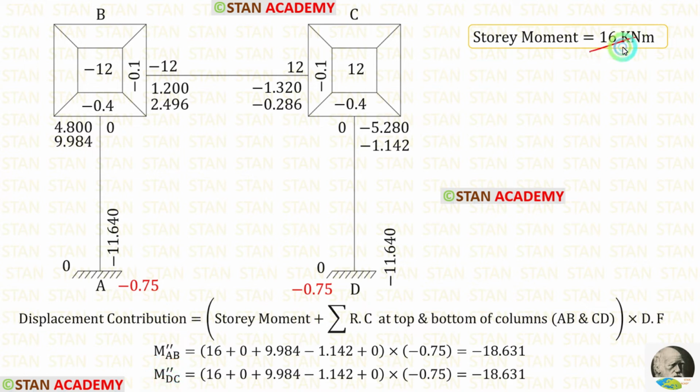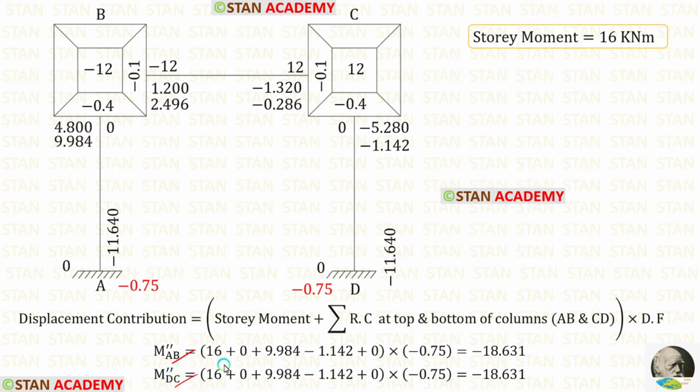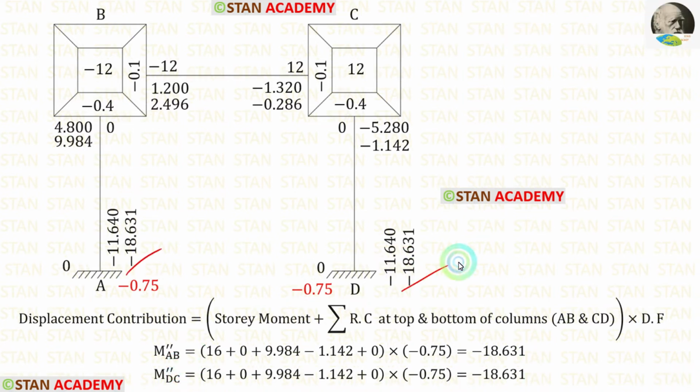Now let us find the displacement contributions M double dash AB and M double dash DC. Let us apply the story movement 16. Let us take the column AB. We know that on the bottom the rotation contribution will be 0. On the top we have the rotation contribution 9.984. Now let us take the column CD. On the top we have the rotation contribution minus 1.142 and on the bottom it is 0. Then let us apply the displacement factors. After the calculation, we are getting M double dash AB and M double dash DC. Let us enter them. Now we have finished the second iteration.